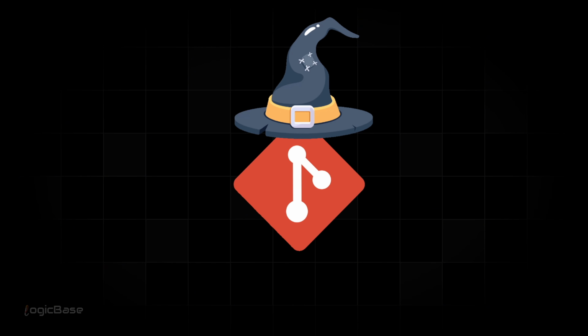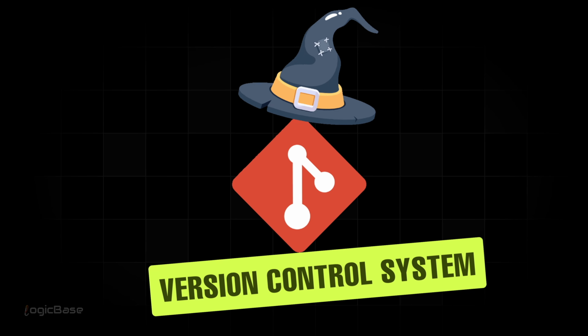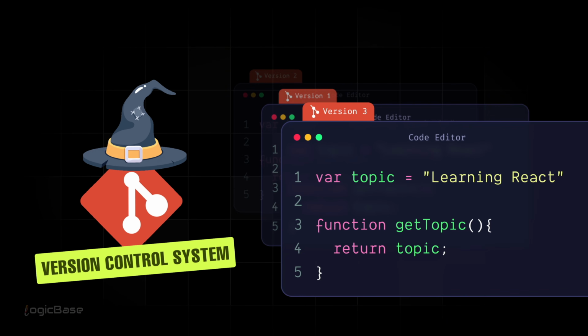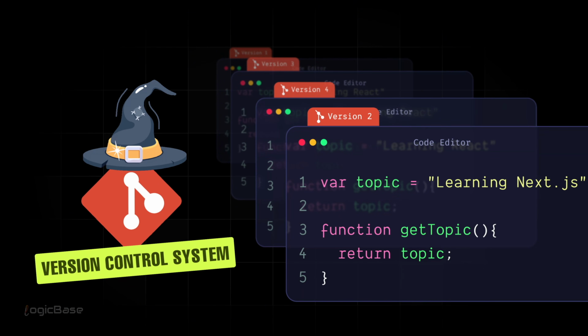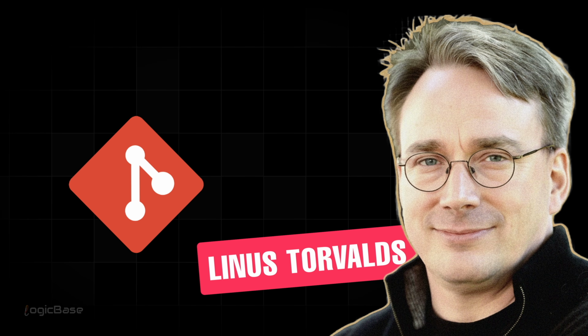This is why Git is known as a version control system. It keeps every version of your files or code safely stored, so you can go back to any previous state whenever you need to, without losing a thing. Git was created by Linus Torvalds, the same brilliant mind behind Linux. And honestly, what he built is nothing short of genius.